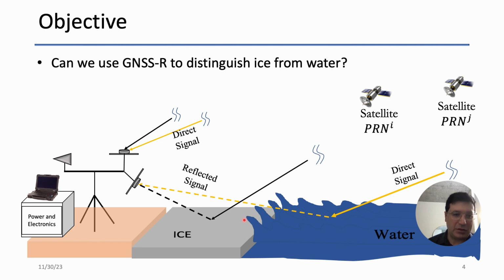To find the answer, as we described in this cartoon, we set up our sensor suite at the shore while the lake surface was a mixture of ice and water. We collected GNSS reflected signals, especially GPS L1 in this case, and processed them further at the lab.